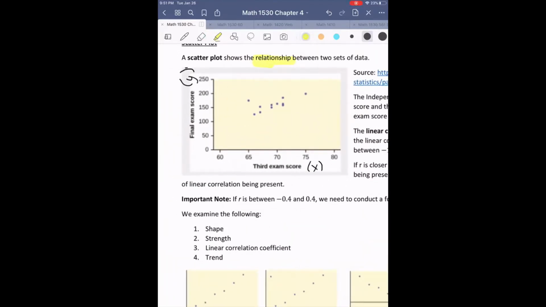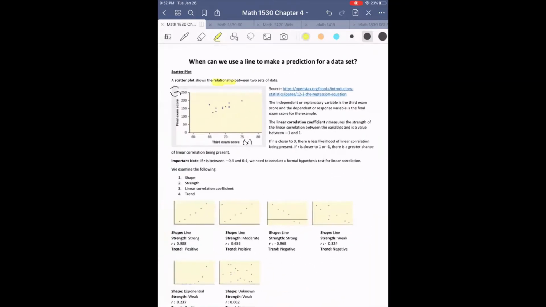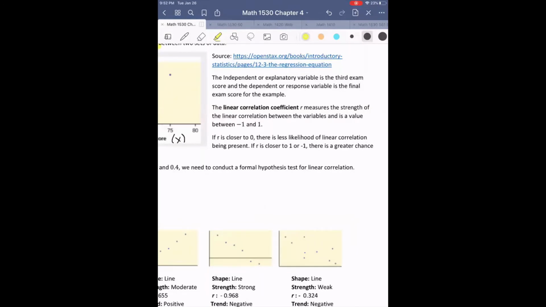This picture illustrates the relationship between a final exam score and a third exam score. The third exam scores are your X's, and the final exam scores are your Y's. The X value is always your independent variable, and the Y value is always your dependent variable. For this example, your independent or explanatory variable is the third exam score, and the dependent or response variable is your final exam score.